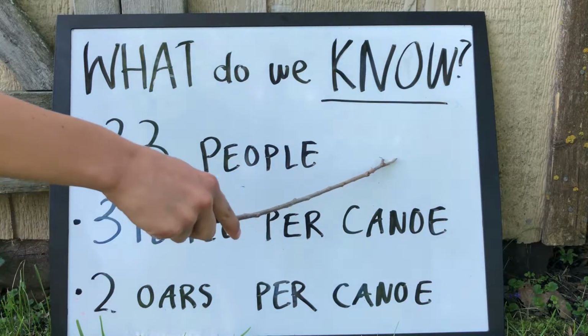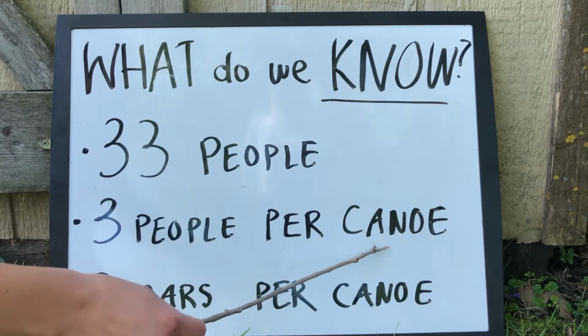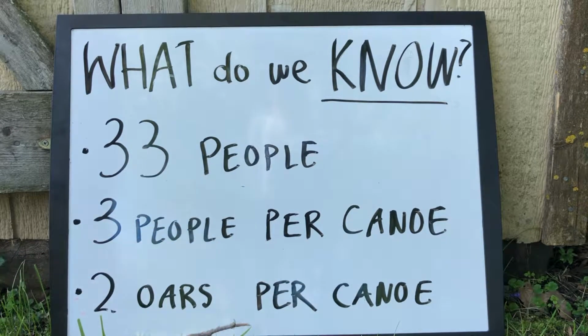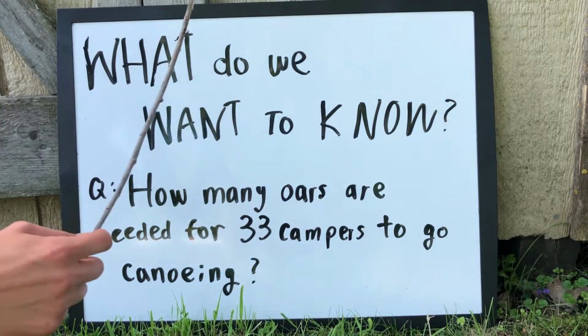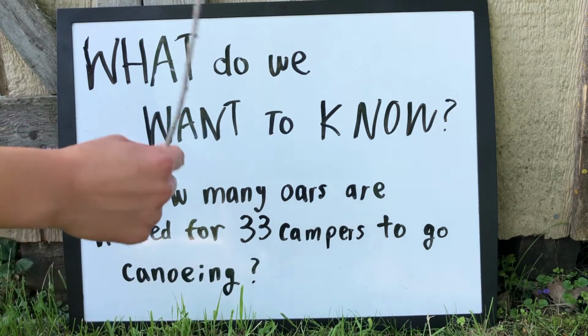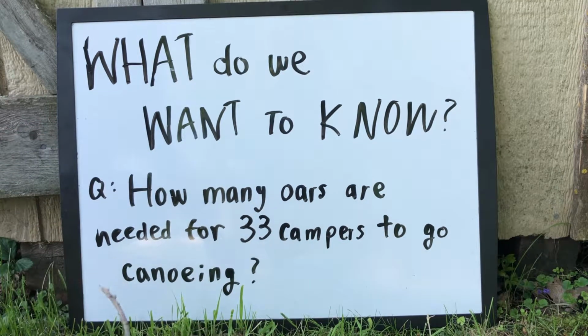What do we know? Here's the information we were given at the beginning of the problem. There are 33 people total. There are 3 people per canoe, and there are 2 oars per canoe. So what do we want to know? This is the question we are trying to solve. And the question is, how many oars are needed for 33 campers to go canoeing?